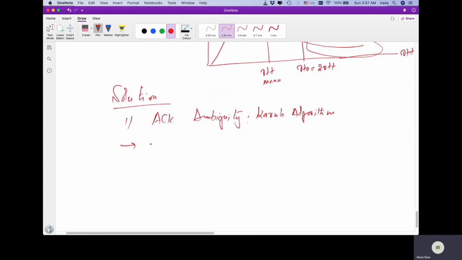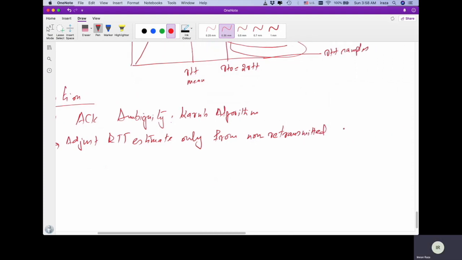So remember, what was the problem in acknowledgement ambiguity? The problem was that we have to associate the acknowledgement either with the originally transmitted segment or with the retransmitted segment, right? So the solution, according to Karn's algorithm, is to adjust the RTT estimate only from non-retransmitted samples.